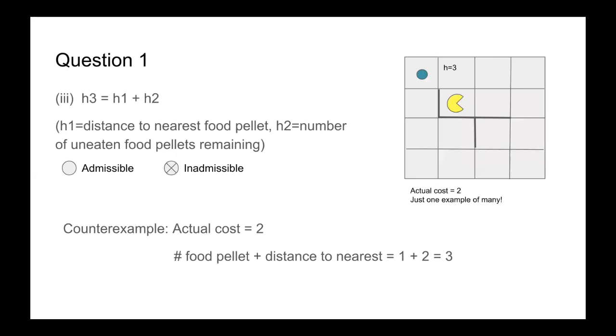And we can give many different counterexamples for this. I just provided one counterexample here, where Pac-Man is located at this particular location. The distance from Pac-Man to the nearest food pellet is 2, and there's 1 food pellet remaining, so the heuristic value would be 3. But the actual cost for Pac-Man to reach the goal is 2, because he only needs to travel 2 steps to reach the nearest food pellet. And once he eats the food pellet, he would reach the goal state.